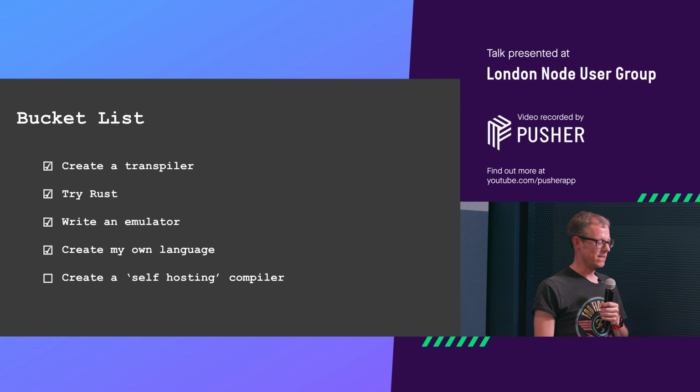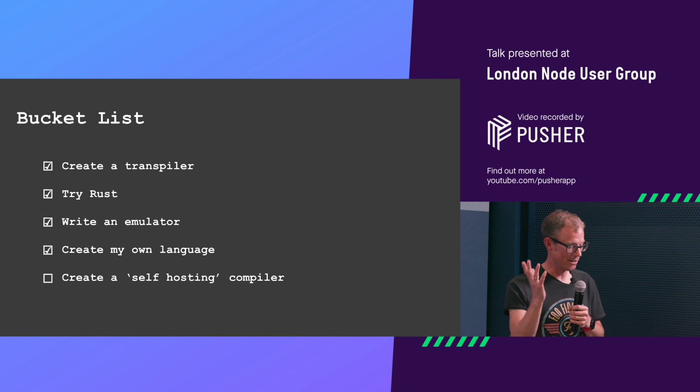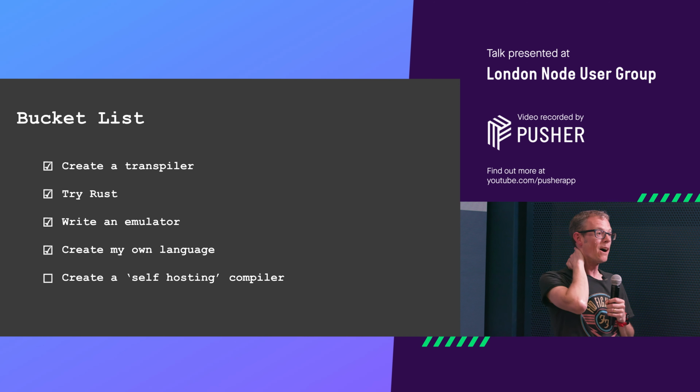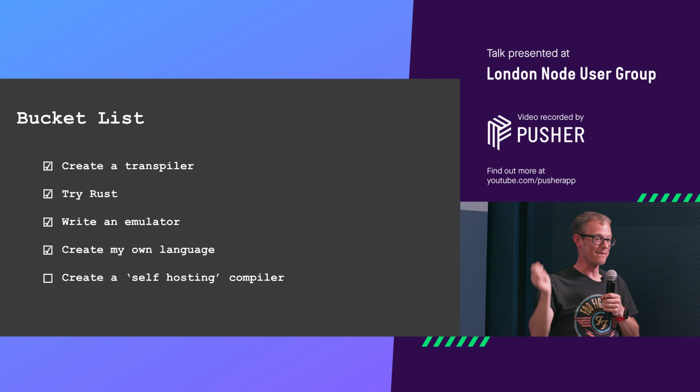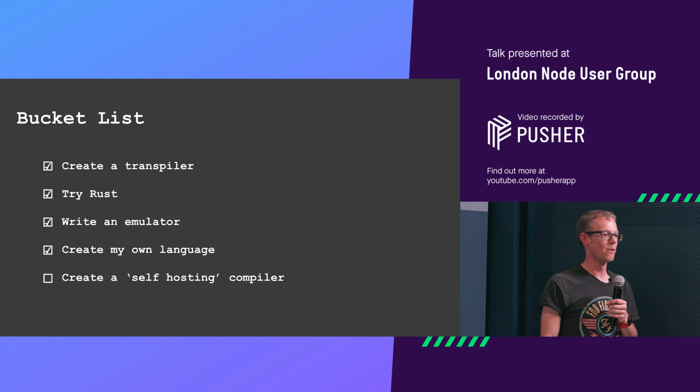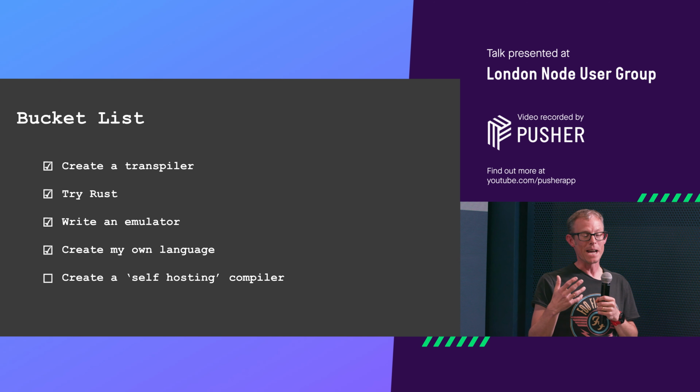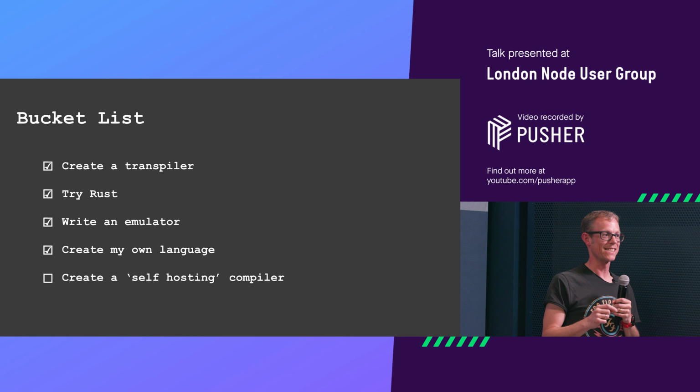So I need to add something new to my bucket list. That's create a self-hosting compiler. The reason for that, you might not know what that is, and I had to look it up. When I started on this talk, I shared my joy on Twitter and said, hey, I'm going to create my own language, and here's a quick example. The first reply I got was, is it self-hosting? And self-hosting is a compiler that can compile itself.